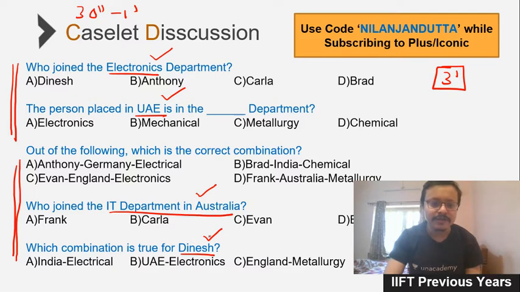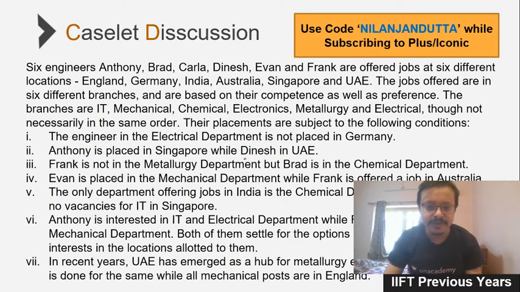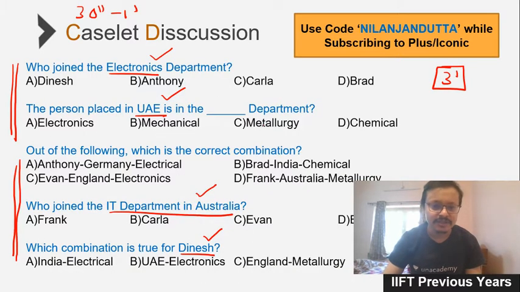So there is a clue on Dinesh. So what is said about Dinesh? Dinesh is in UAE. What is said about UAE? UAE is metallurgy, which means the UAE answer is metallurgy. Dinesh answer: UAE, metallurgy. Moving on.